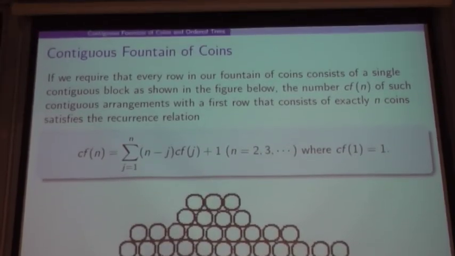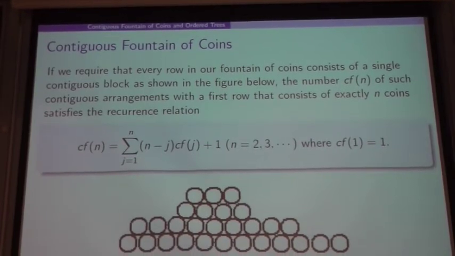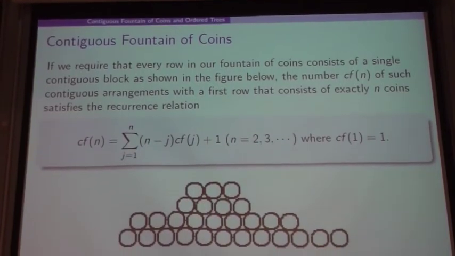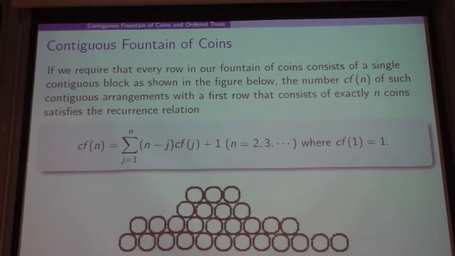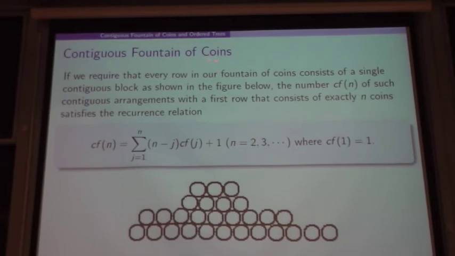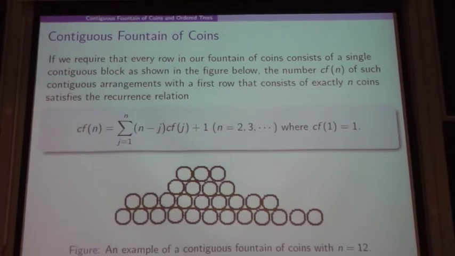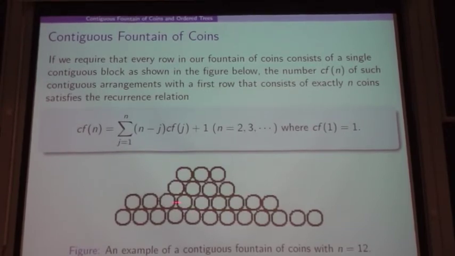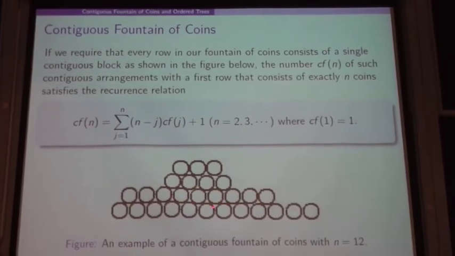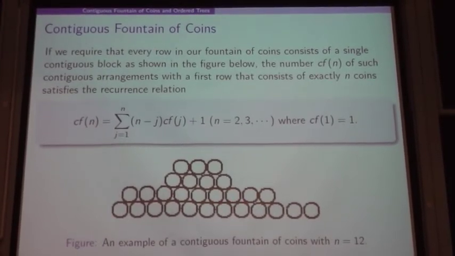And now to one of the topics that I wanted to get to. What I talked about so far is just a motivation towards what we're going to be talking about today. Okay? So first, the contiguous fountain of coins. This is the same fountain of coins that we looked at before, but in this case, we do not allow gaps. Okay? So every row in here has to be continuous or contiguous. Okay? So it's not difficult to see that CF(n), by CF I mean contiguous fountain of coins, in which there are exactly n coins in the bottom row. That's what I'm denoting by CF(n).